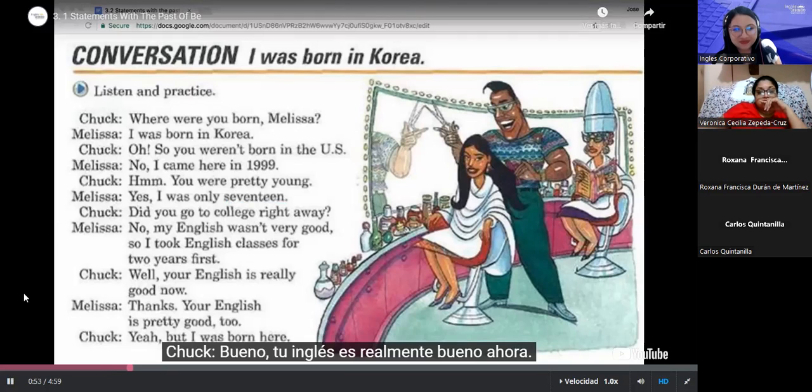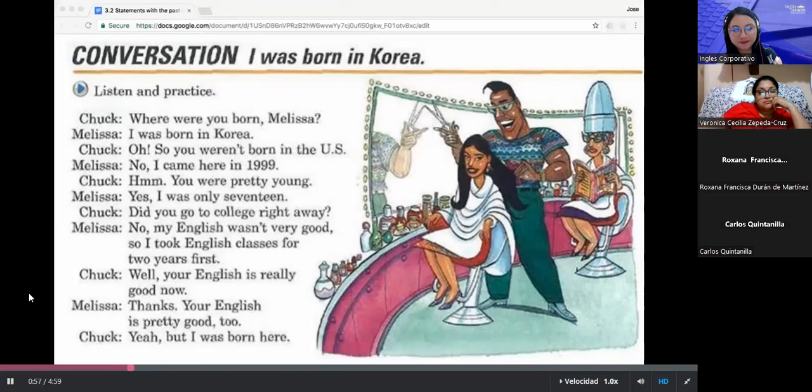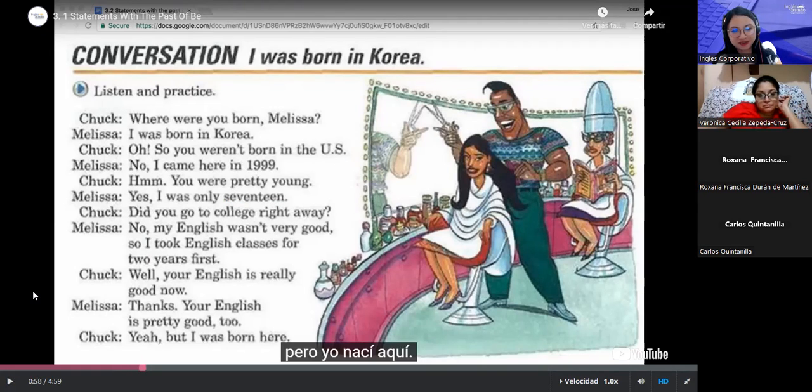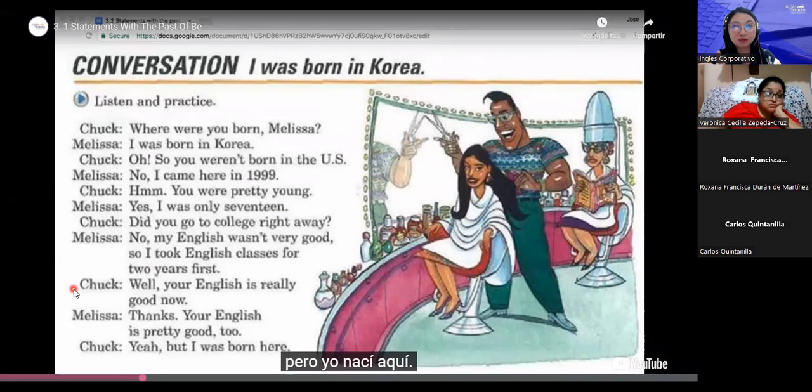Okay, but take a look at this, the last part of the conversation. Well, your English is really good now. Thanks. Your English is pretty good too. Yeah, but I was born here. Take a look at the compliment. Cumplidos. How do you say cumplido in English? Compliment. Se parece mucho a complemento. Complement. Solo que con I. Compliment. Primero Melissa recibe un compliment. ¿Qué le dijeron a Melissa? Well, your English is really good now. Thanks. ¿Y qué dice Melissa? Your English is pretty good too. Pretty good too. But why is it that his English is pretty good? Because he was born in the US. Obviously, right? It's his mother's tongue.